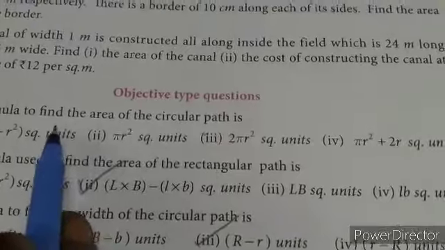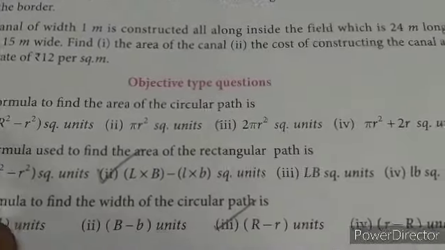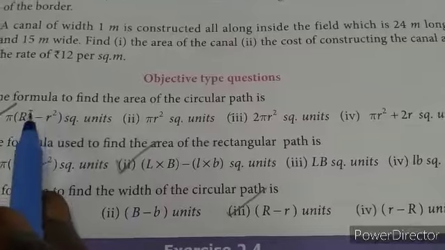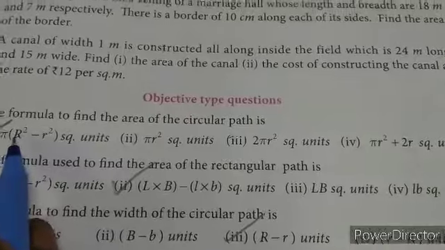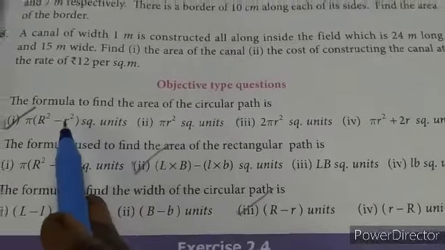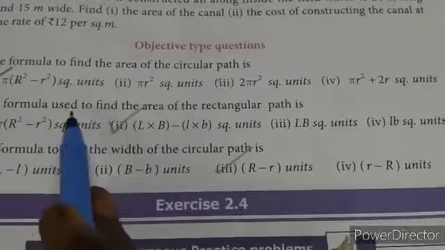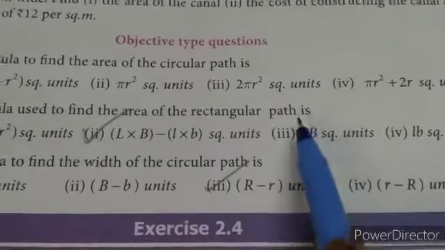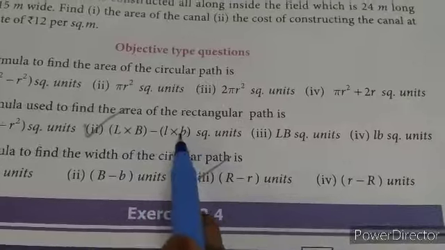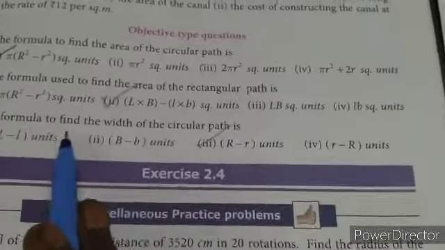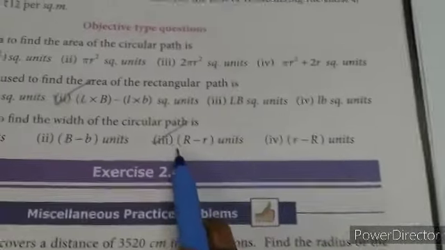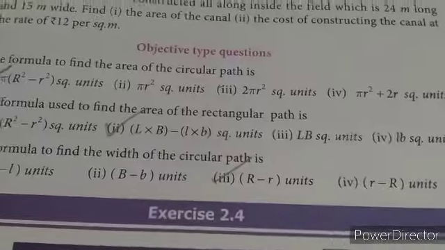Exercise 2.3. Let's move to the objective type questions. The formula to find the area of a circular pathway is pi capital R square minus small r square, where capital R is the outer circle and small r is the inner circle. The formula to find the area of a rectangular path is capital LB minus small lb square unit. The formula to find the width of a circular path is capital R minus small r unit.